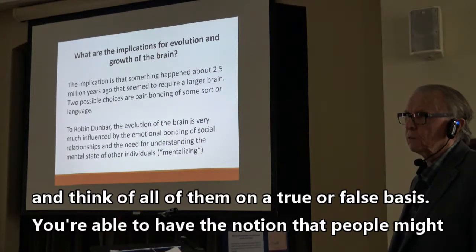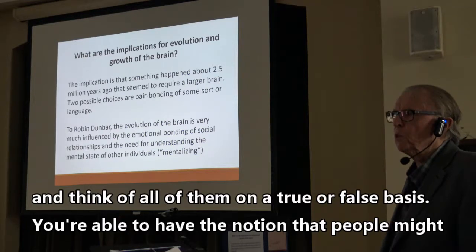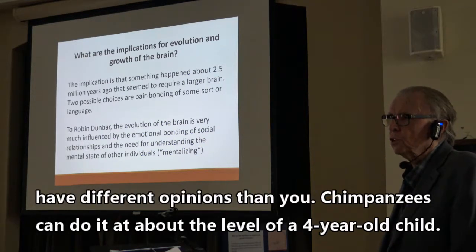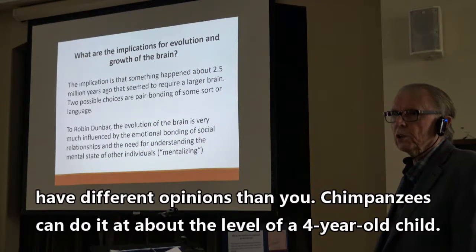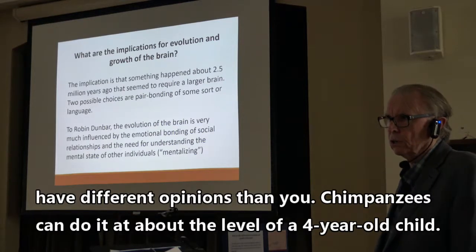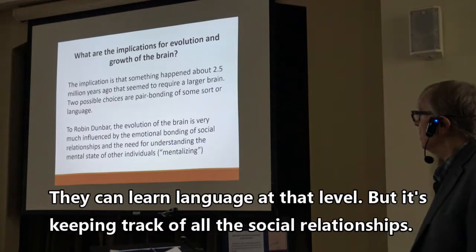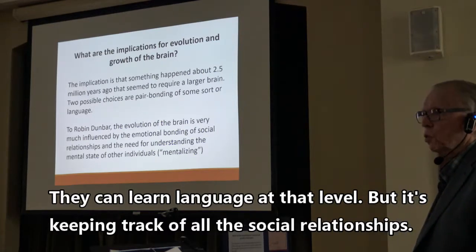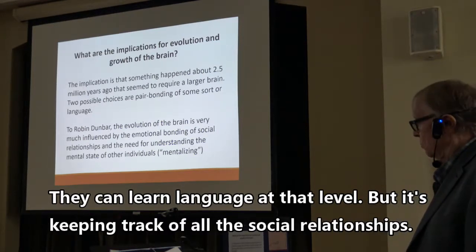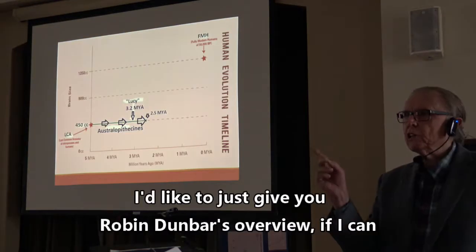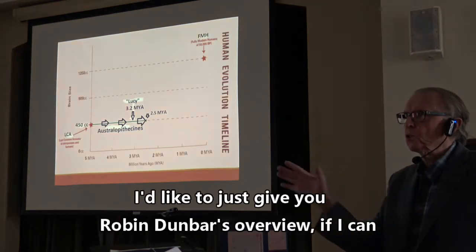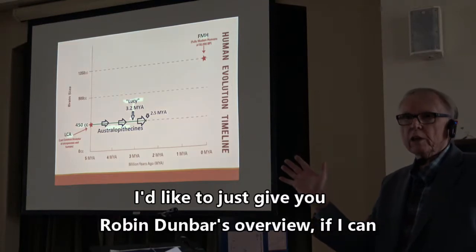You're able to have opinions that people might have different opinions than you. Chimpanzees can do it at about the level of a 4-year-old child. They can learn language at that level. But it's the keeping track of all the social relationships. I'd like to just give you Robin Dunbar's overview if I can.